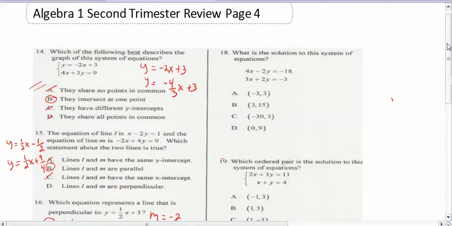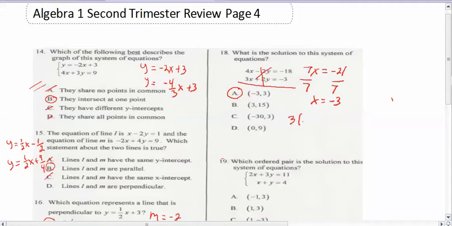Okay, number 18. I'm going to solve it. Now this one's set up nicely for elimination because I can eliminate the y. The y is eliminated. They both create a 0. Then I go 4 plus 3 is 7x. -18, -3 is -21. Divide by 7, divide by 7. X is equal to -3. Okay, it looks like I have one choice here, but I'm going to go ahead and check it.